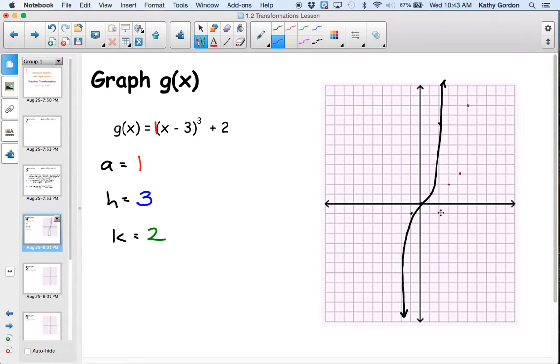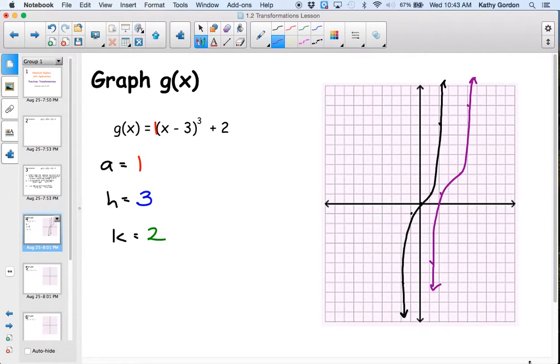And this one, 3 to the right and 2 up. It's going to go right there. And 3 to the right and 2 up. It's going to go right there. Okay? So if we do the transformation with those key points as well, then we should get a really accurate looking g of x graph based on our a, h, and k values. Okay, so that's kind of the process.